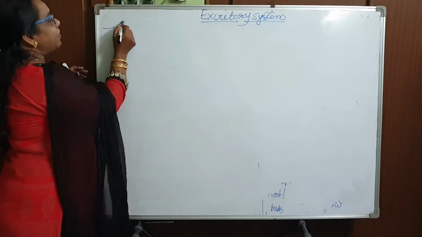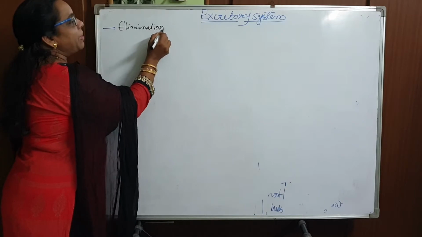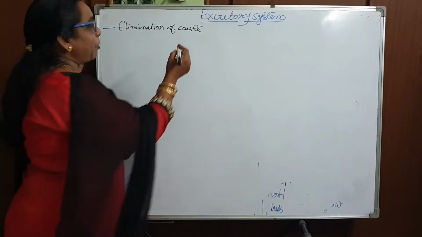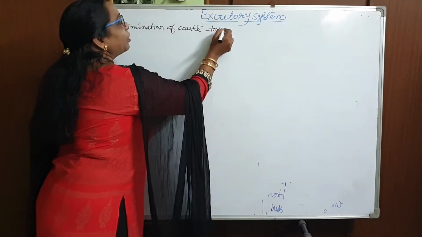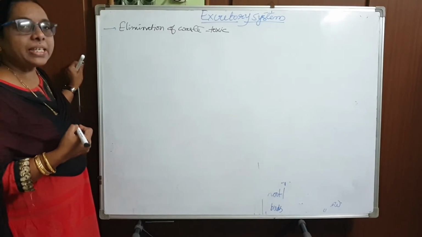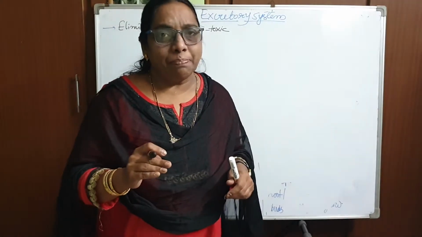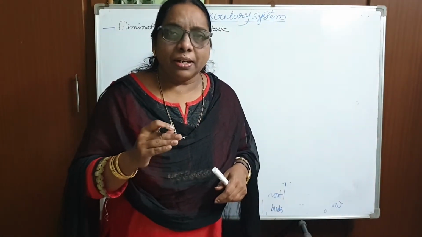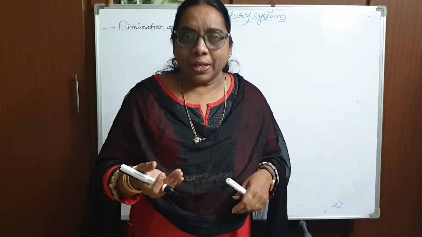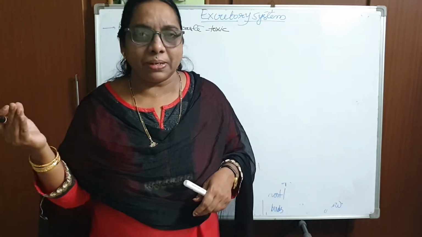The main aim of the excretory system is elimination of waste products. If the waste products are not eliminated from our body, they become toxic. Which one plays a role in the excretory system? In the last class we studied that if liquid waste is there, it is sent out from the body with the help of the lungs. Now the solid waste goes out through the digestive system, through the rectum and then the anus.